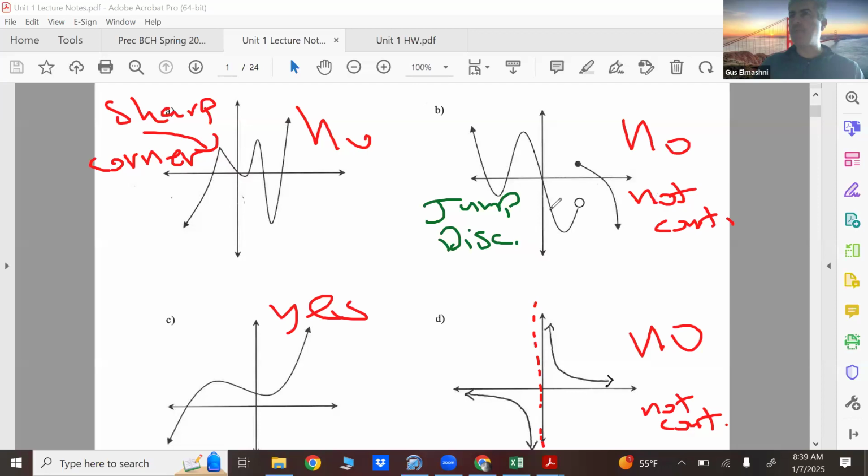Do you guys see why that would be called a jump? Because the graph kind of jumps, right? So that's called a jump discontinuity. We'll, again, investigate that when we get to calculus.